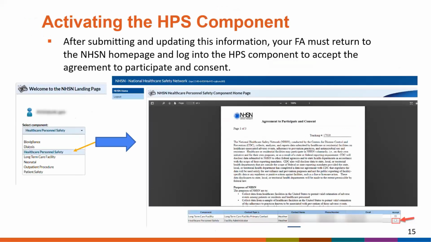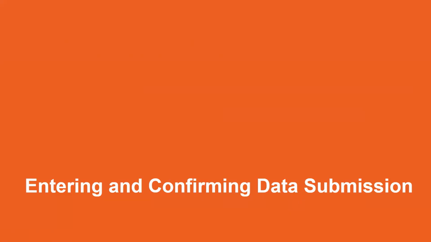After submitting and updating this information, your FA must return to the NHSN homepage and log into the HPS component to accept the agreement to participate and consent. Once rights are accepted, your facility is ready to submit data to the HPS component, including annual influenza vaccination data. We will now go over entering data for the HCP influenza vaccination summary.